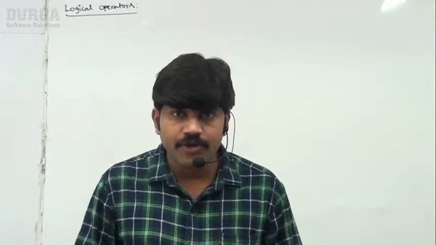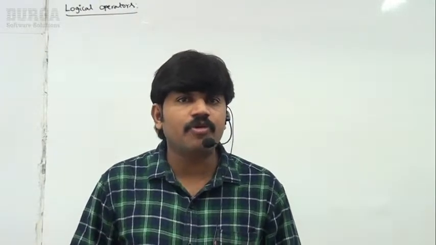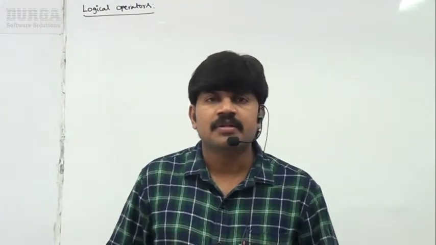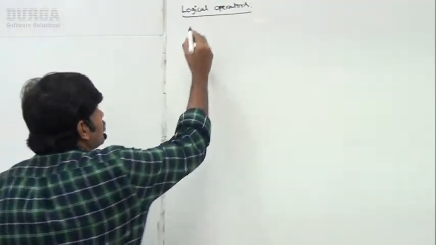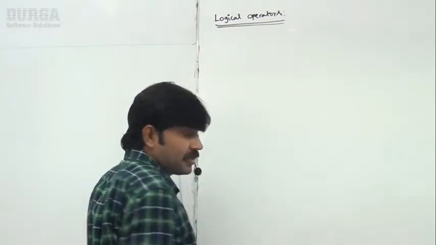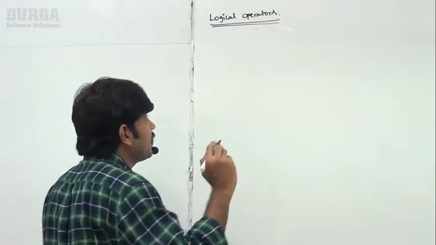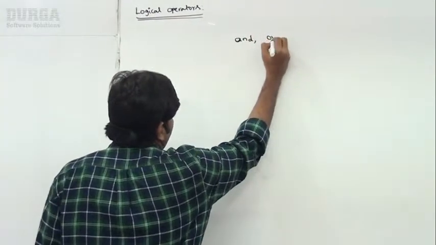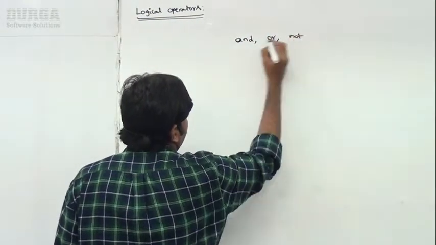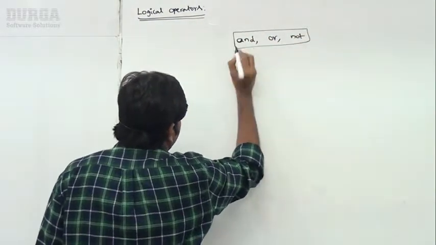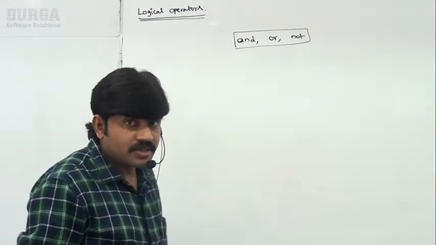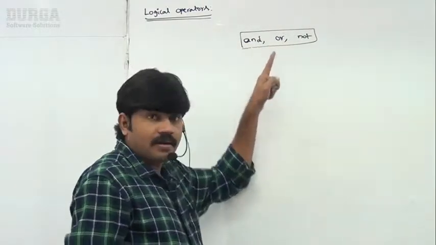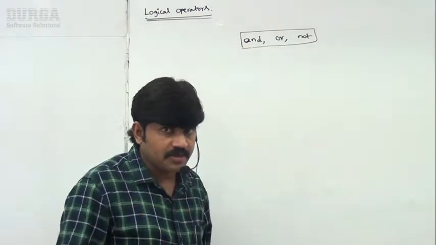In the last video we covered equality operators very clearly. Now the next thing we have to discuss is logical operators. Take very special care. The and operator, or operator, not operator. These 3 operators are called logical operators. And, or, not. These are logical operators.